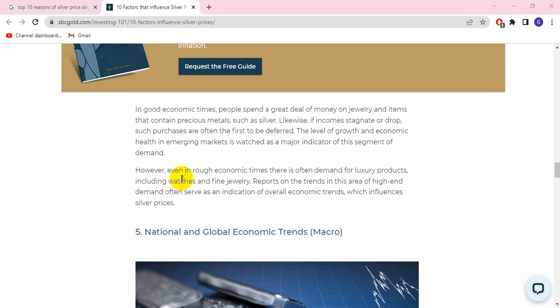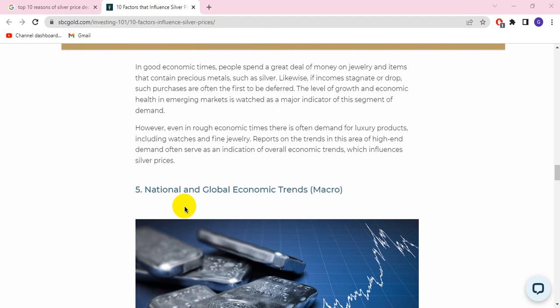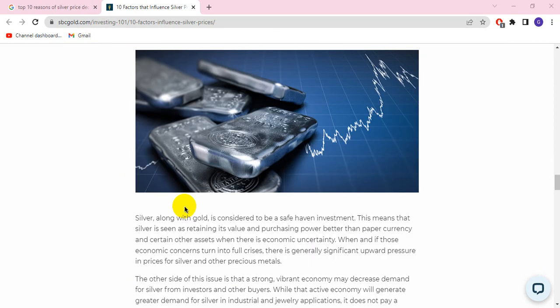However, even in rough economic times, there is often demand for luxury products, including watches and fine jewelry. Reports show that trends in the area of high demand often serve as an indication of overall economic trends, which influence silver prices. The next one we want to discuss is national and global economic trends.